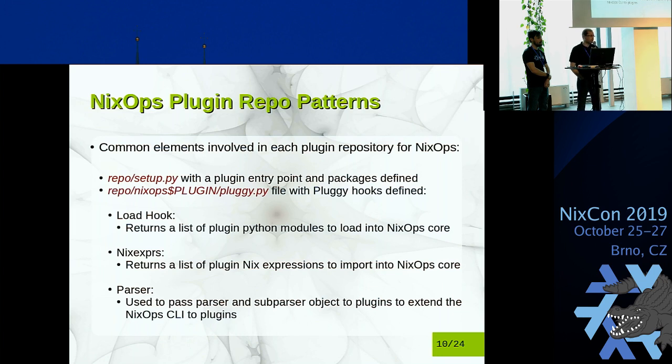And as of right now, we're utilizing just three hooks. And that's a load hook, which will return a list of the plugin Python modules from the plugin to get loaded into NixOps core. Nix expressions hook, which will tell core what Nix expressions need to be loaded in to be functional. And a parser, which is used to pass the arg parse functionality of Python over to the plugins so that the command line can be extended out into the plugins.